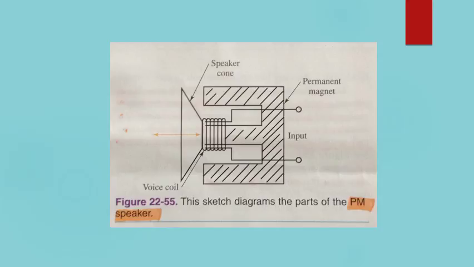A small voice coil is hung in the air gap. It is attached to the speaker cone. The audio alternating currents are joined to the voice coil. The action between the fixed field and the moving field causes the voice coil to move back and forth. This motion also causes the speaker cone to move back and forth. The air pressure, in the form of sound energy, changes back and forth from highest to lowest pressure.